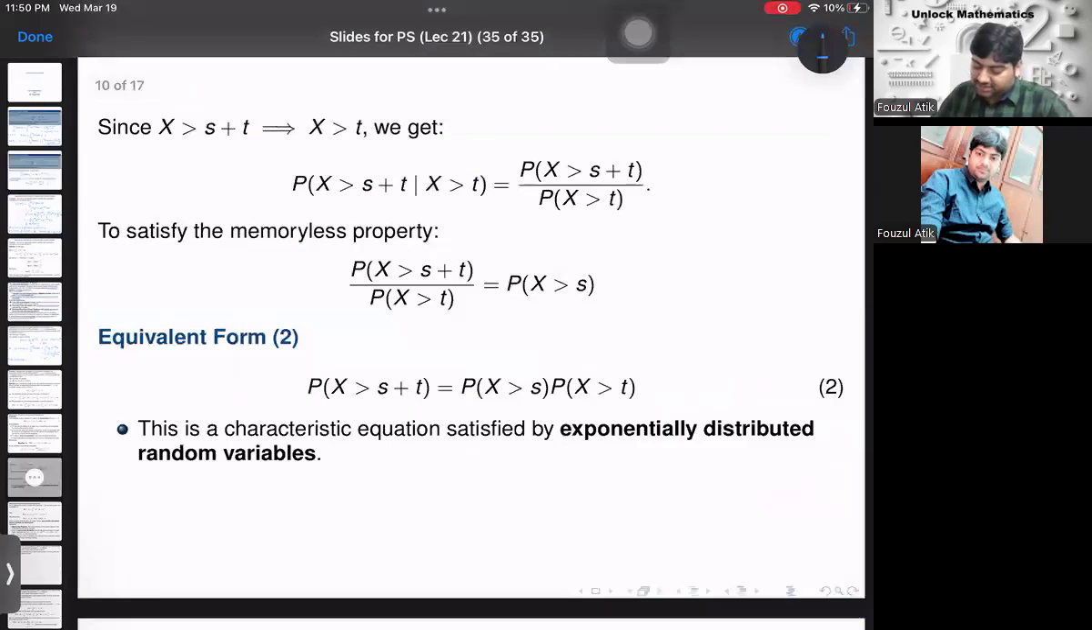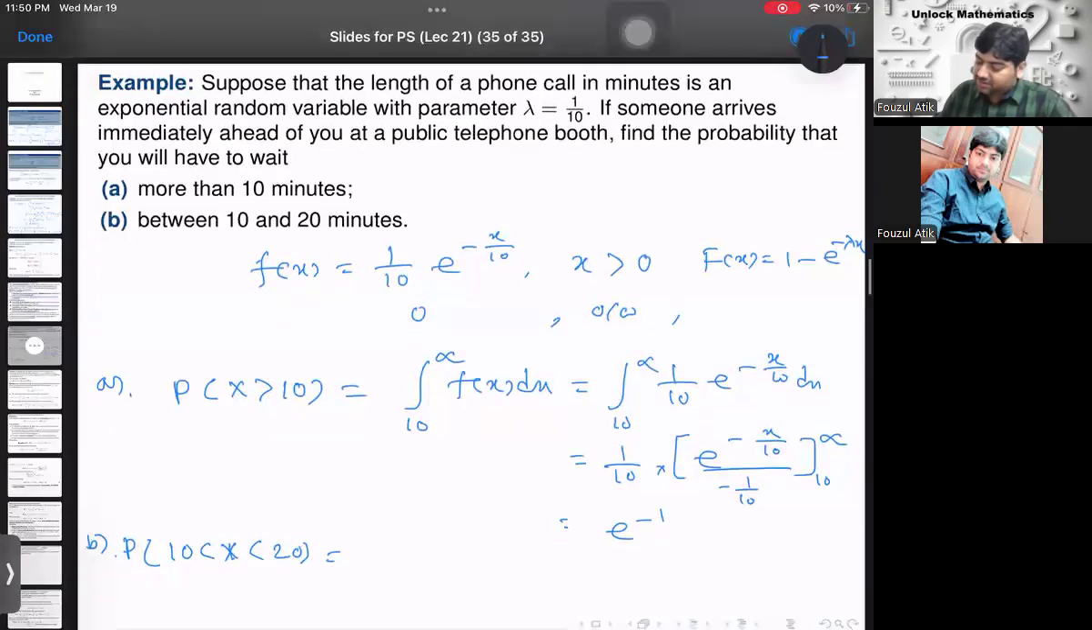So if you do that, 1 minus e to the power minus lambda x. So basically the cumulative distribution function is an antiderivative of f(x). We know from our previous lecture that the probability is actually F of 20 minus F of 10. And this holds whenever x is greater than or equal to 0. So we can easily answer this question as well.